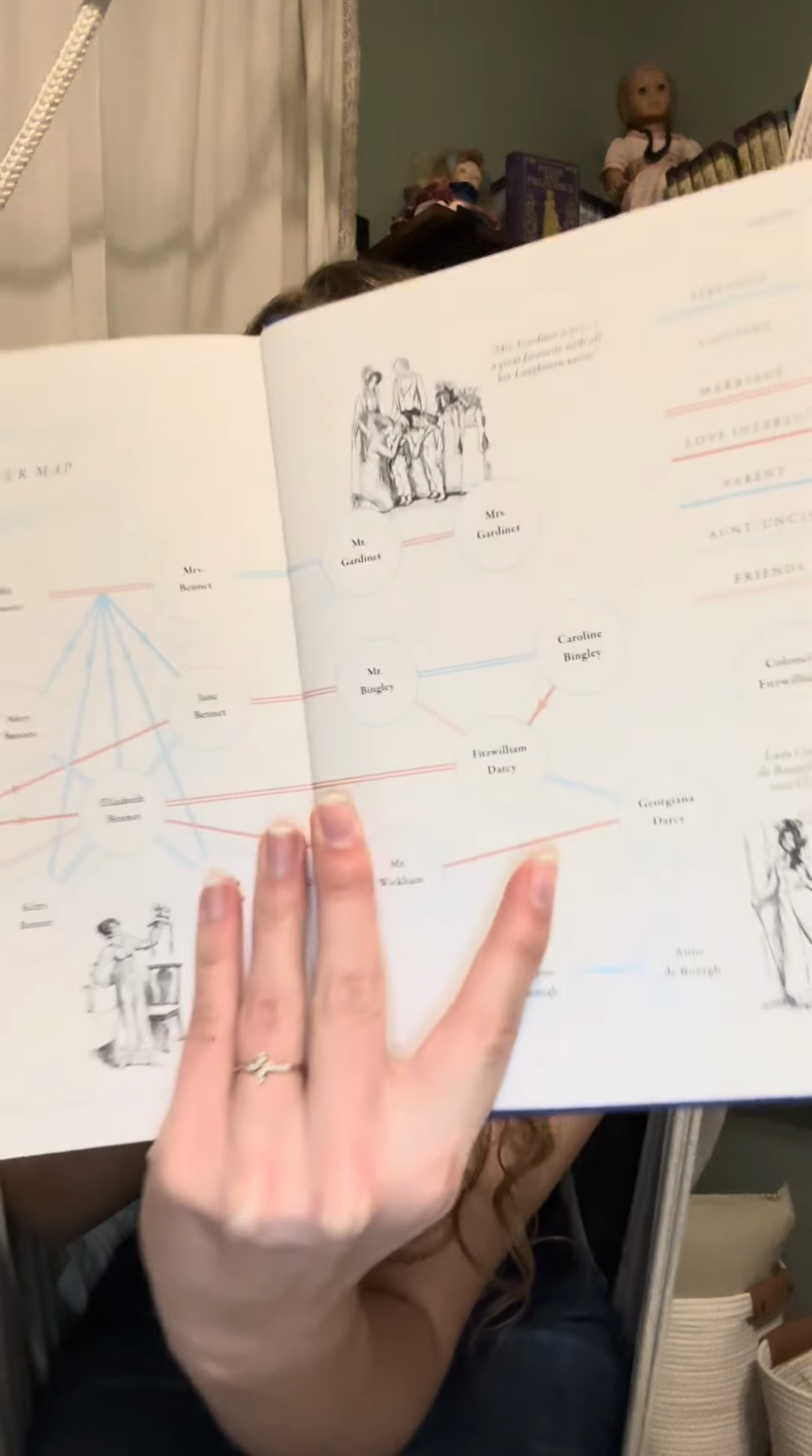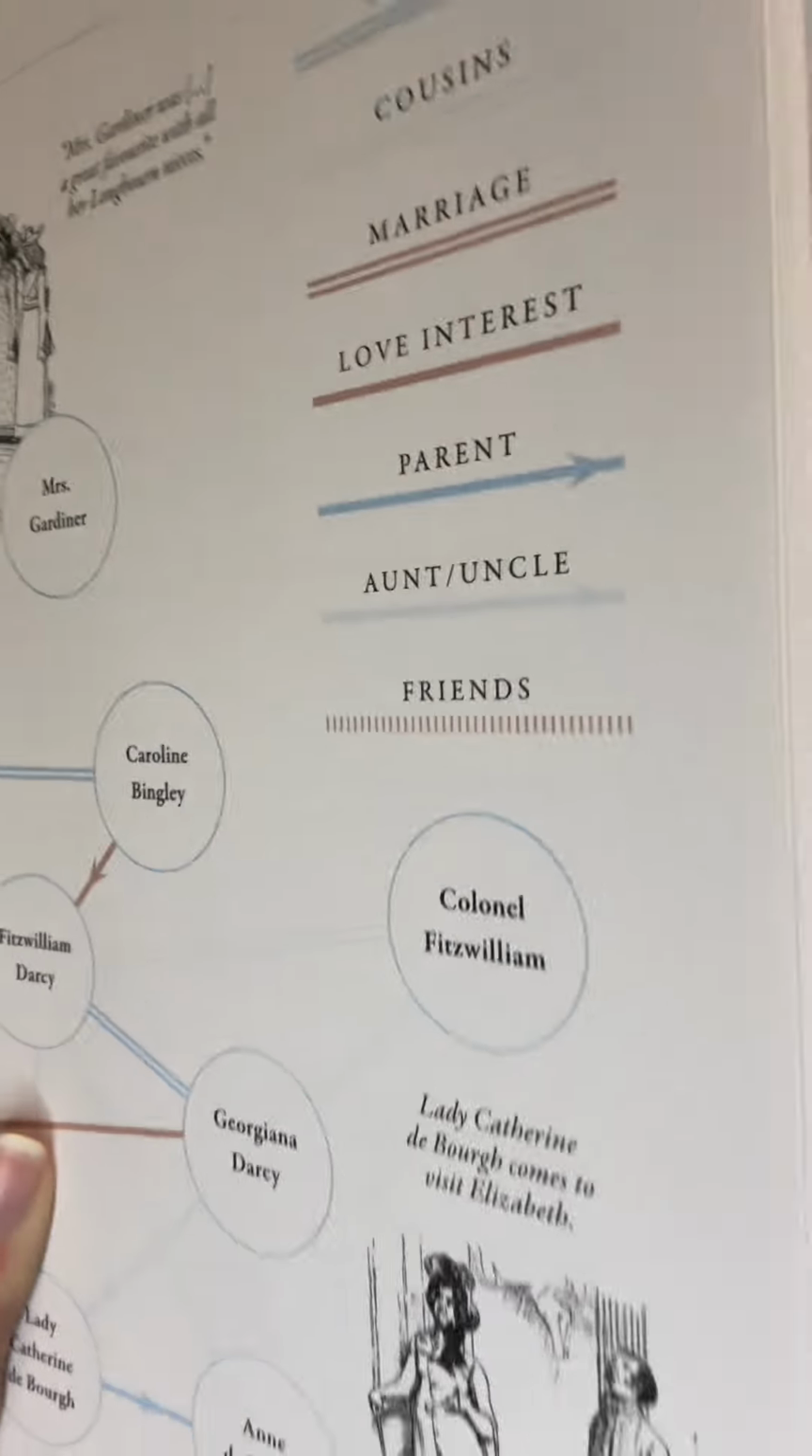Darker blue double lines means siblings. Lighter blue double lines means cousins. Double red lines is marriage. Solid red line is love interest. Solid blue line is parent. Lighter blue line is aunt or uncle. And then a line made of just dashes is friends. I don't know if you can see right there.